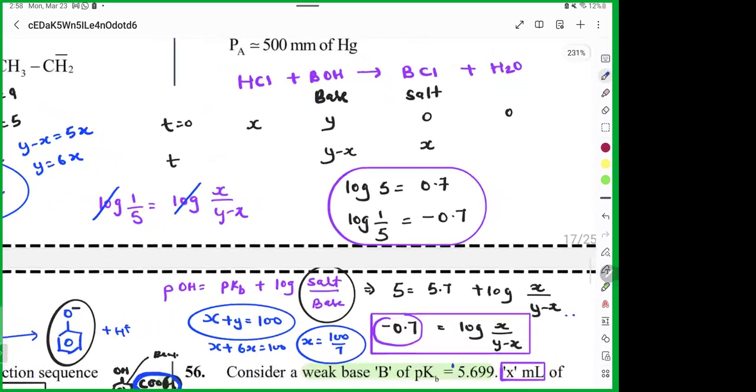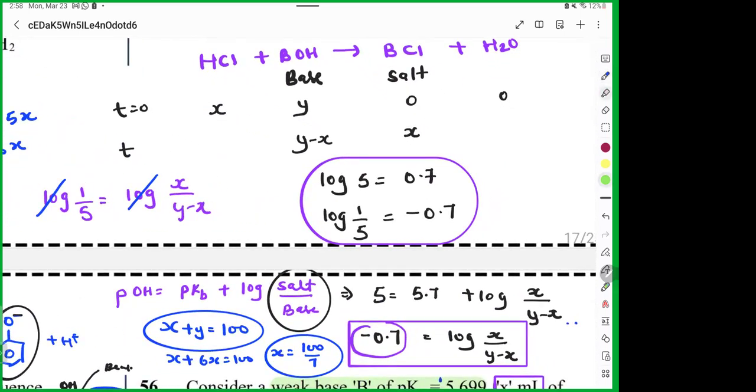Mridul, yes, sir. Why? Because the concentration is given, 0.02, 0.02. Only the volume is changing. So at time 0, volume is nothing. After some time, reactant volume will decrease and product volume will increase. And we know salt by base. What is salt by base? This X by Y minus X, and the minus 0.7 value, log 1 by 5. Done.